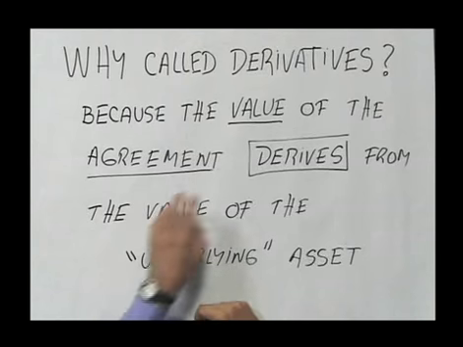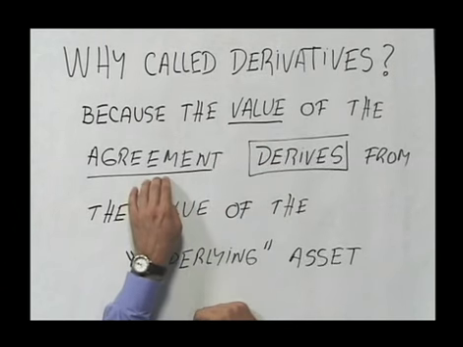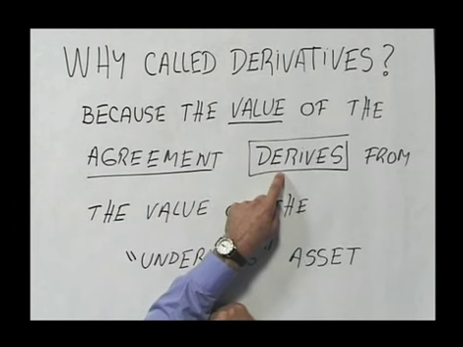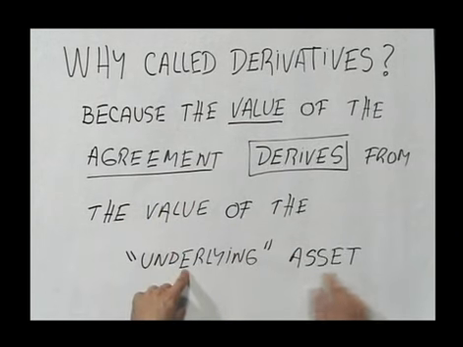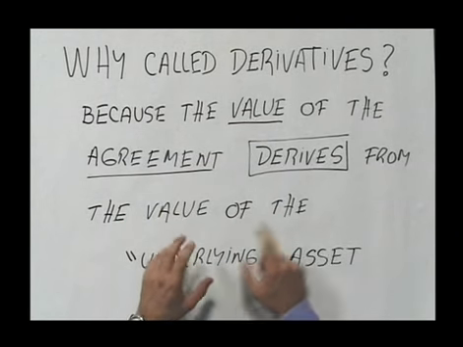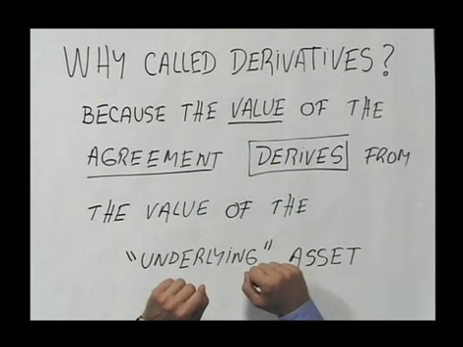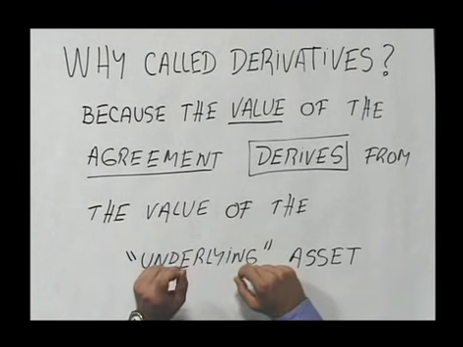Now, let's understand why these agreements are called derivatives. That is a question that I get all the time. Why are they called derivatives? Simply because the value of these agreements derives from what? From the value of the underlying asset. For example, the value of an option on a stock depends on what? On the value of the shares of common stock that this agreement is based on.